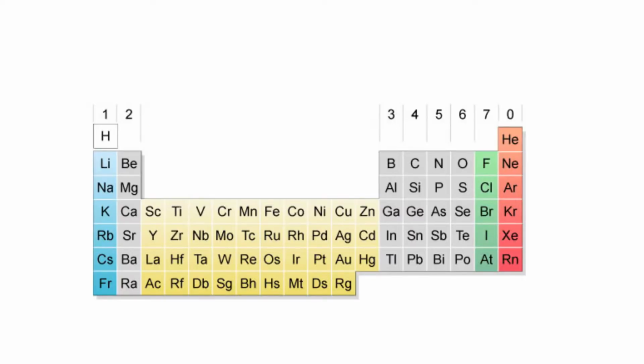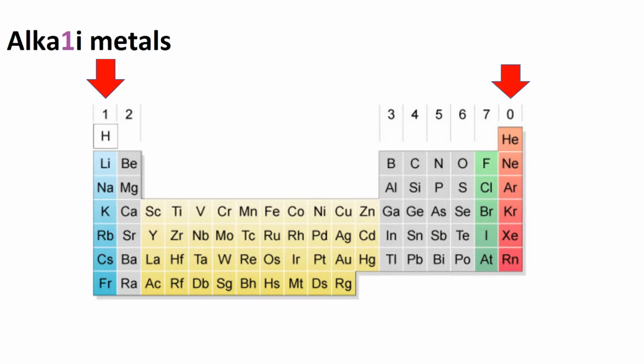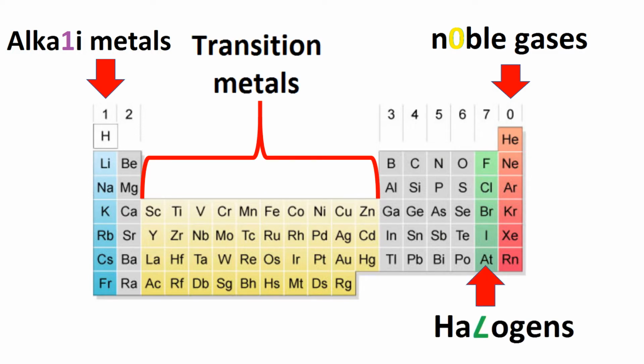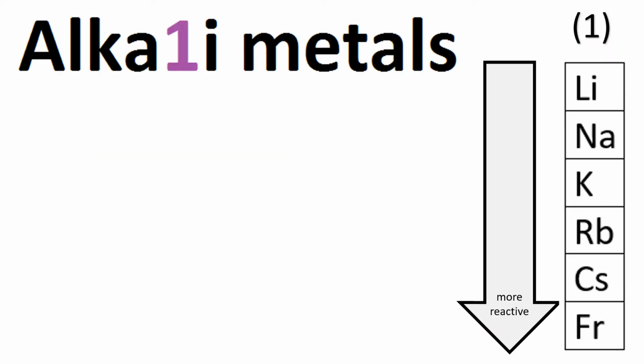So we've looked at 4 groups on the periodic table in a lot of detail. Group 1, the alkali metals. Group 0, the noble gases. Group 7, the halogens. And last lesson we looked at the transition metals. So these are the flashcards I made previously. You've seen a lot of these already. I'm going to run through them, see what we can remember about each of the groups.